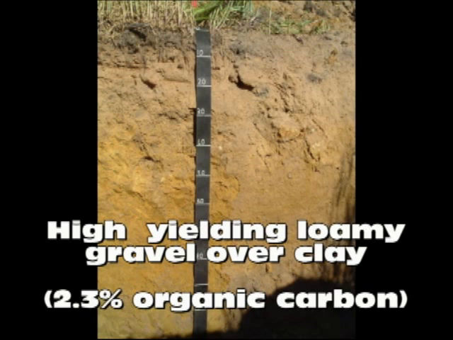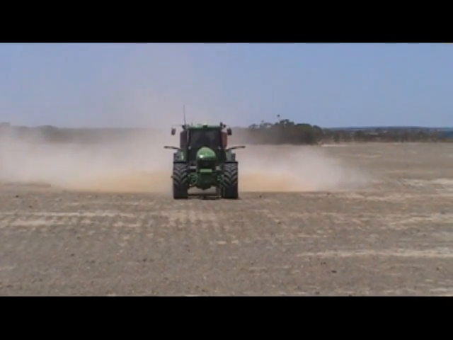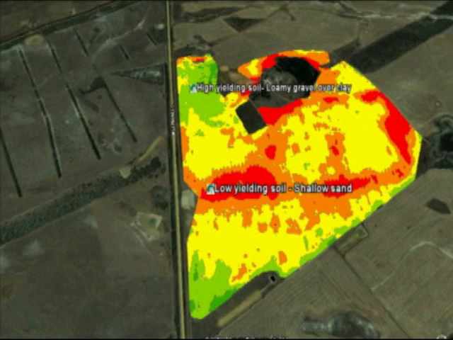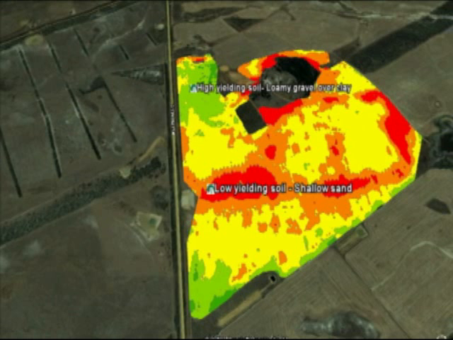In the same paddock, on a duplex loamy gravel over clay with a surface organic carbon of 2.3%, 1.5 tonnes of lime is needed, assuming 70% neutralising value of the lime. The previous blanket application was not enough on the loamy gravel, which is still below the target surface pH of 5.5. This site is currently 4.8 at the surface and 4.7 in the subsurface. The loamy gravel area has a history of much higher yields than the shallow sand.